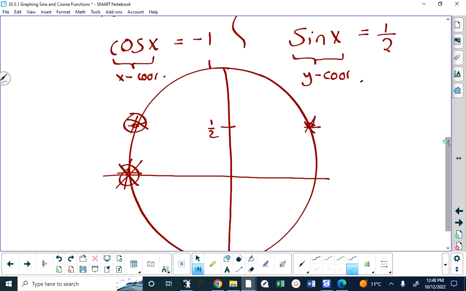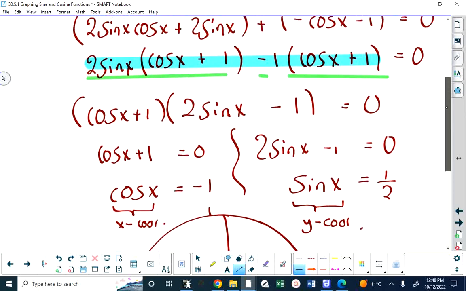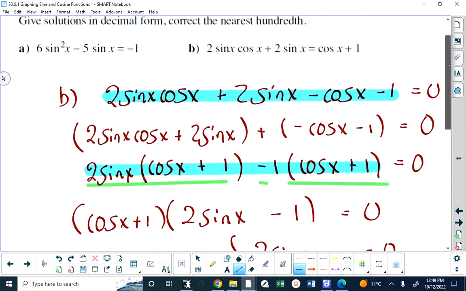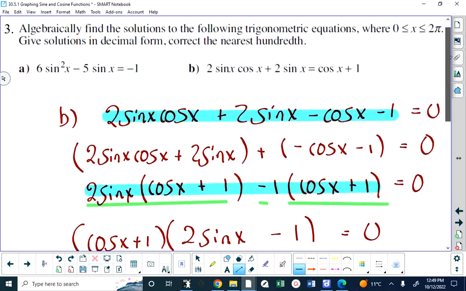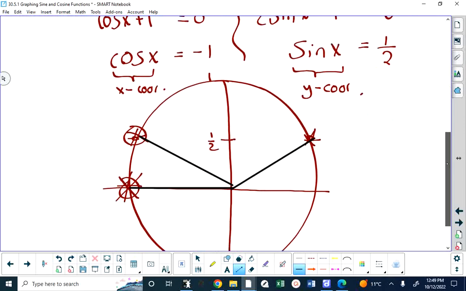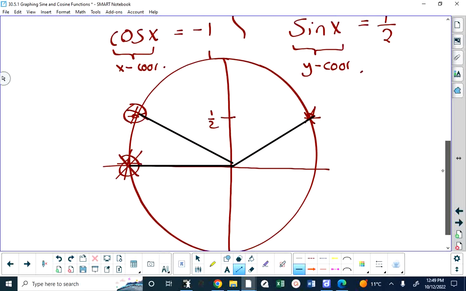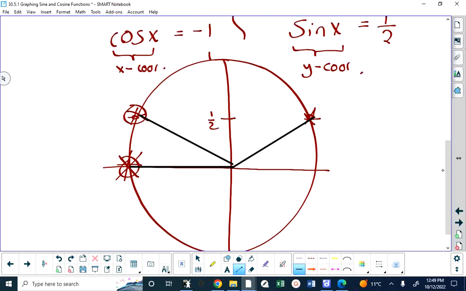And then you can say, well, pi over 6, 5 pi over 6, and pi. I don't know. I didn't even look at what the domain was. It said to the nearest 10th or 100th in decimal form for radians, so we could actually just take pi divided by 6 on our calculator and read what that number is.